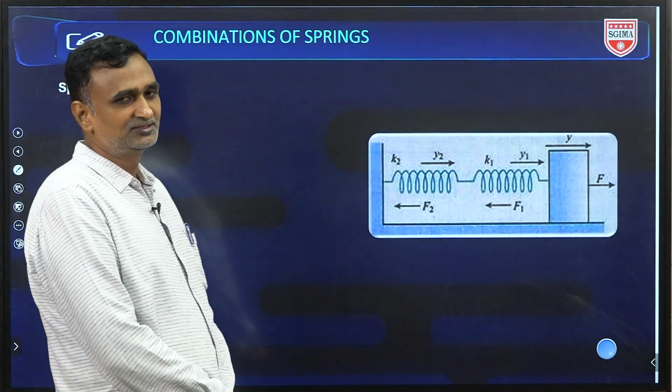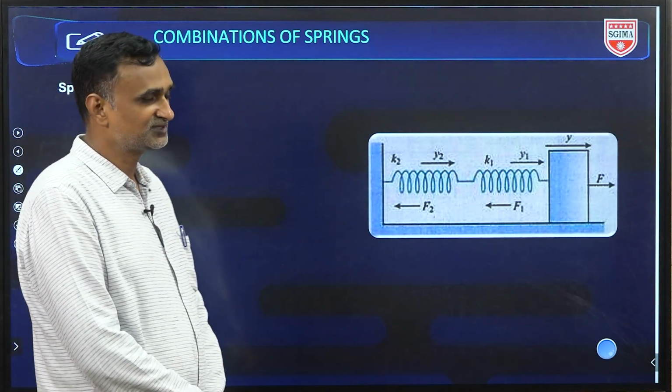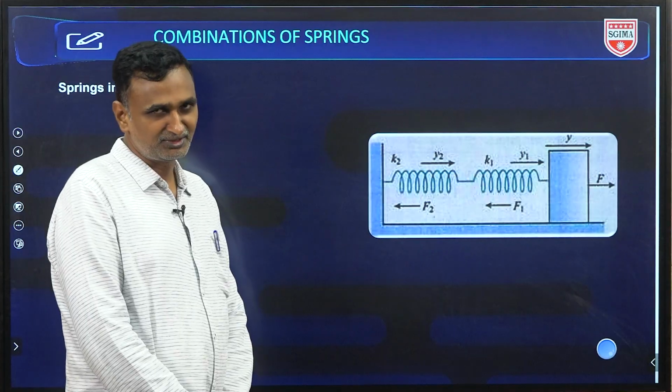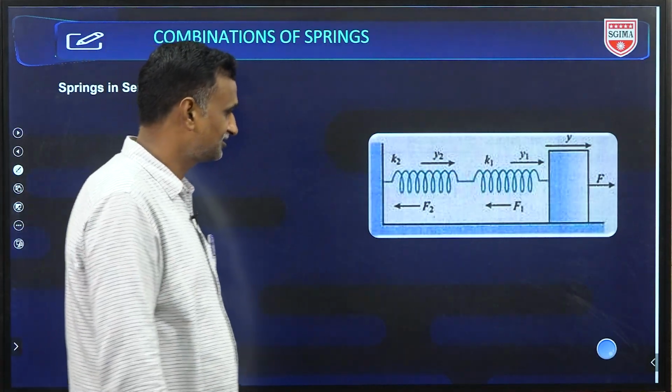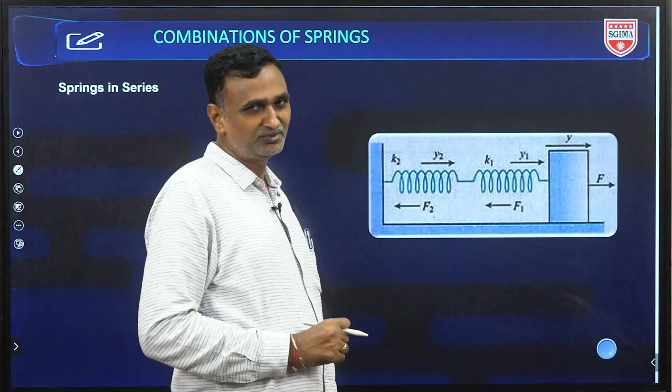Combination of springs. First of all, we just discuss the different types of combinations here. The first one is springs connected in series. Series connection is nothing but an end-to-end connection, which is called a series combination.